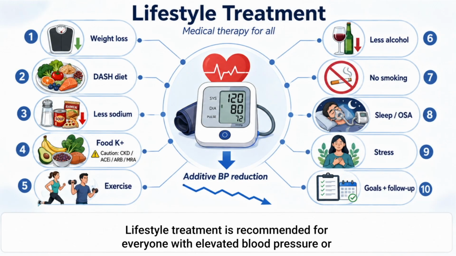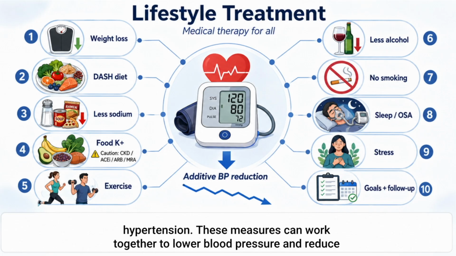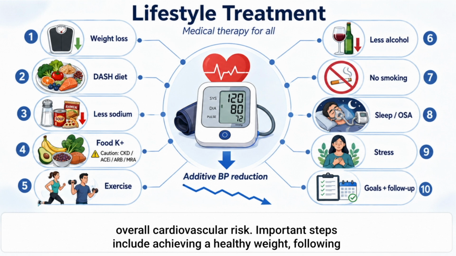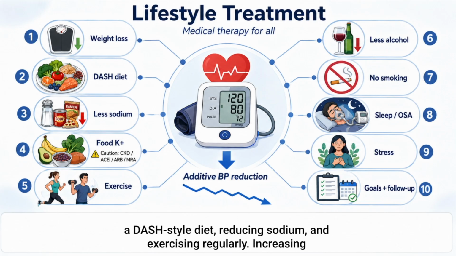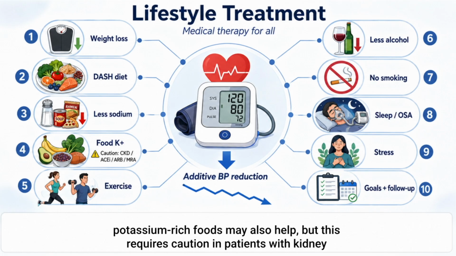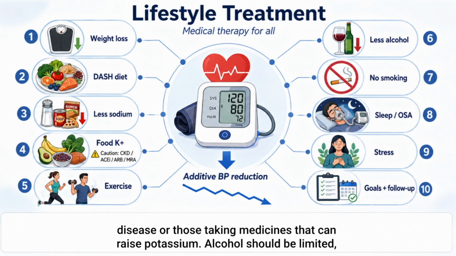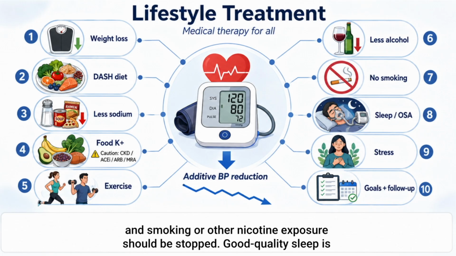Lifestyle treatment is recommended for everyone with elevated blood pressure or hypertension. These measures can work together to lower blood pressure and reduce overall cardiovascular risk. Important steps include achieving a healthy weight, following a DASH-style diet, reducing sodium, and exercising regularly. Increasing potassium-rich foods may also help, but this requires caution in patients with kidney disease or those taking medicines that can raise potassium. Alcohol should be limited, and smoking or other nicotine exposure should be stopped.